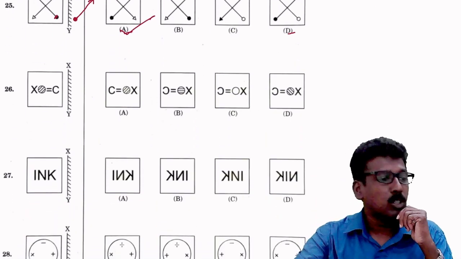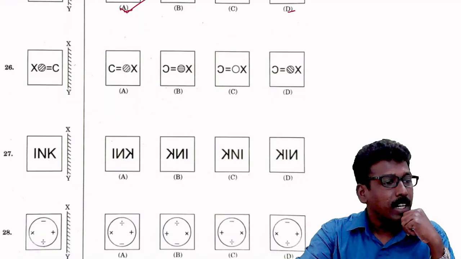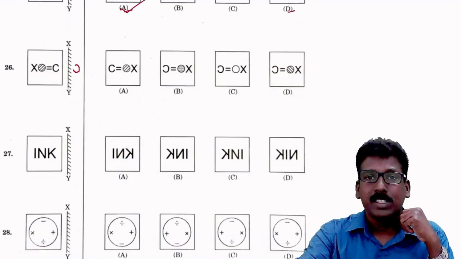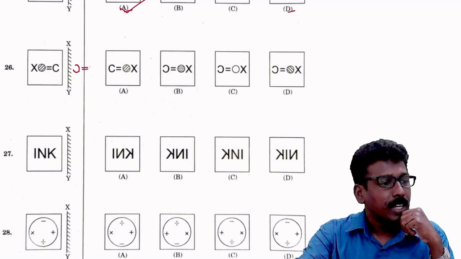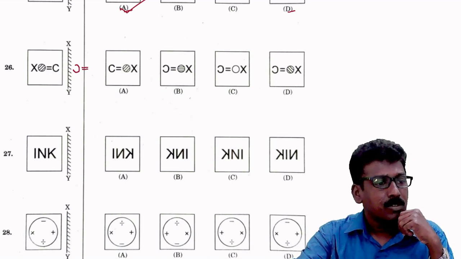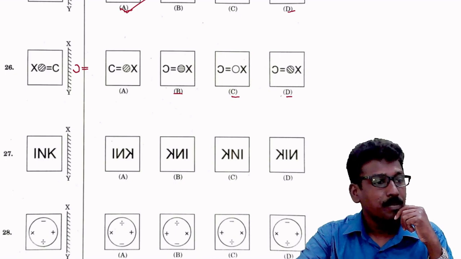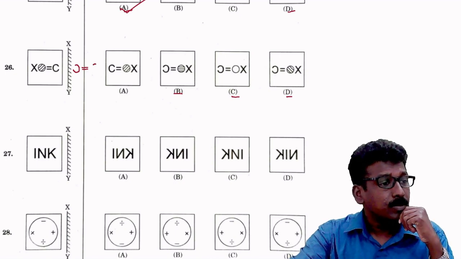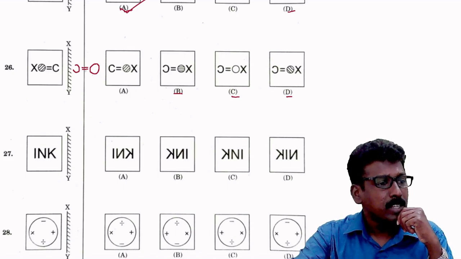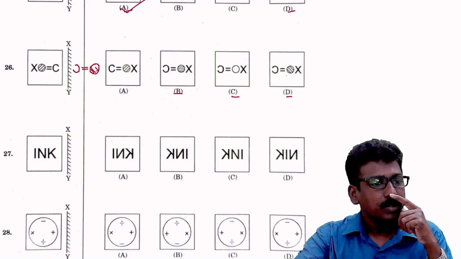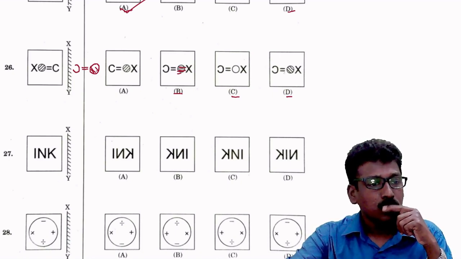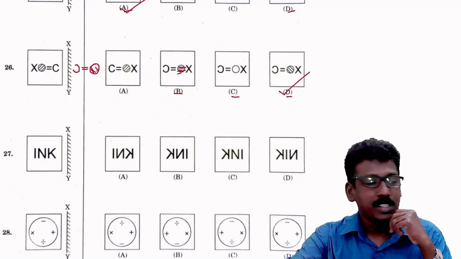Here you can see in question number 26. Here this C will look like this, and an equal sign. C and equal sign comes in B and C, B, C and D. Okay. Now a circle shaded in this way. So this image will be in this direction. Which is that? Yes. Here B, it is horizontal. So D is the correct answer.